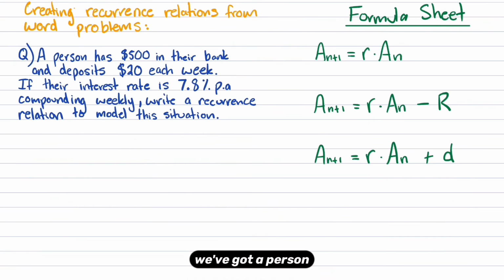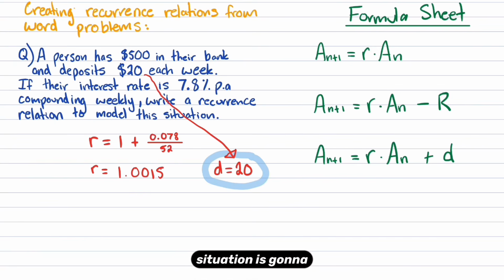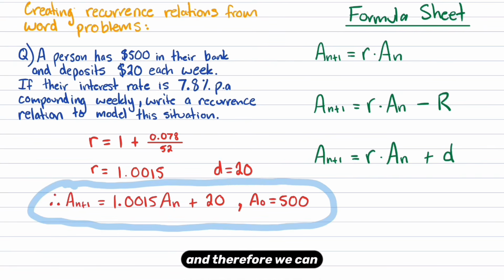Next example: a person has $500 in their bank and deposits $20 per week. Since they're depositing $20 per week, that tells me we're going to be using the third recurrence relation. Their interest rate is 7.8% compounding weekly, and we need to write a recurrence relation to model this situation. First thing we always do is r, which I've gone ahead and done. The d value in this situation is going to be 20 because that's the amount that we're depositing. Therefore, we can write a recurrence relation from that information.